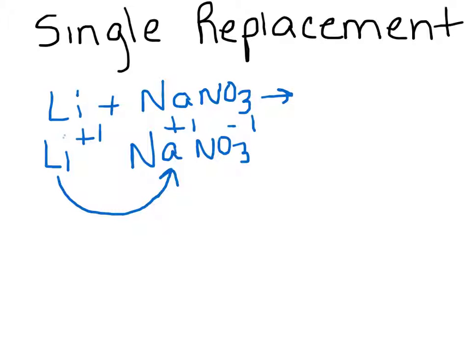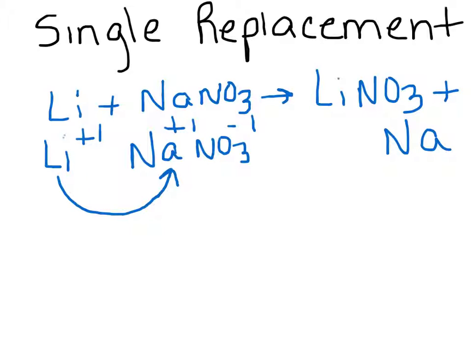So you'll make the compound lithium nitrate, check the charges. So you'd have LiNO3 plus, and then the element that's by itself, sodium +1, will gain an electron from the one that lithium lost and become neutral sodium, and so you just have Na. So just check that last element and see whether it's diatomic or not.